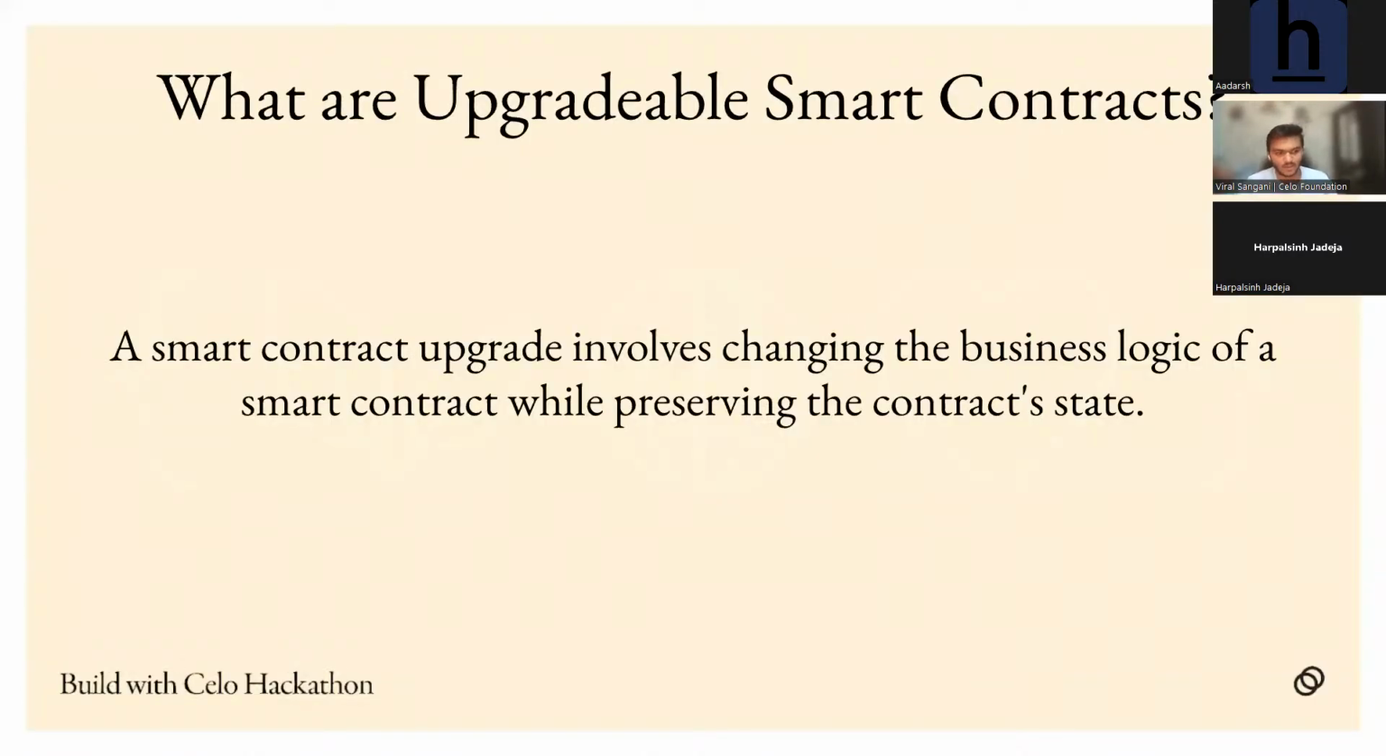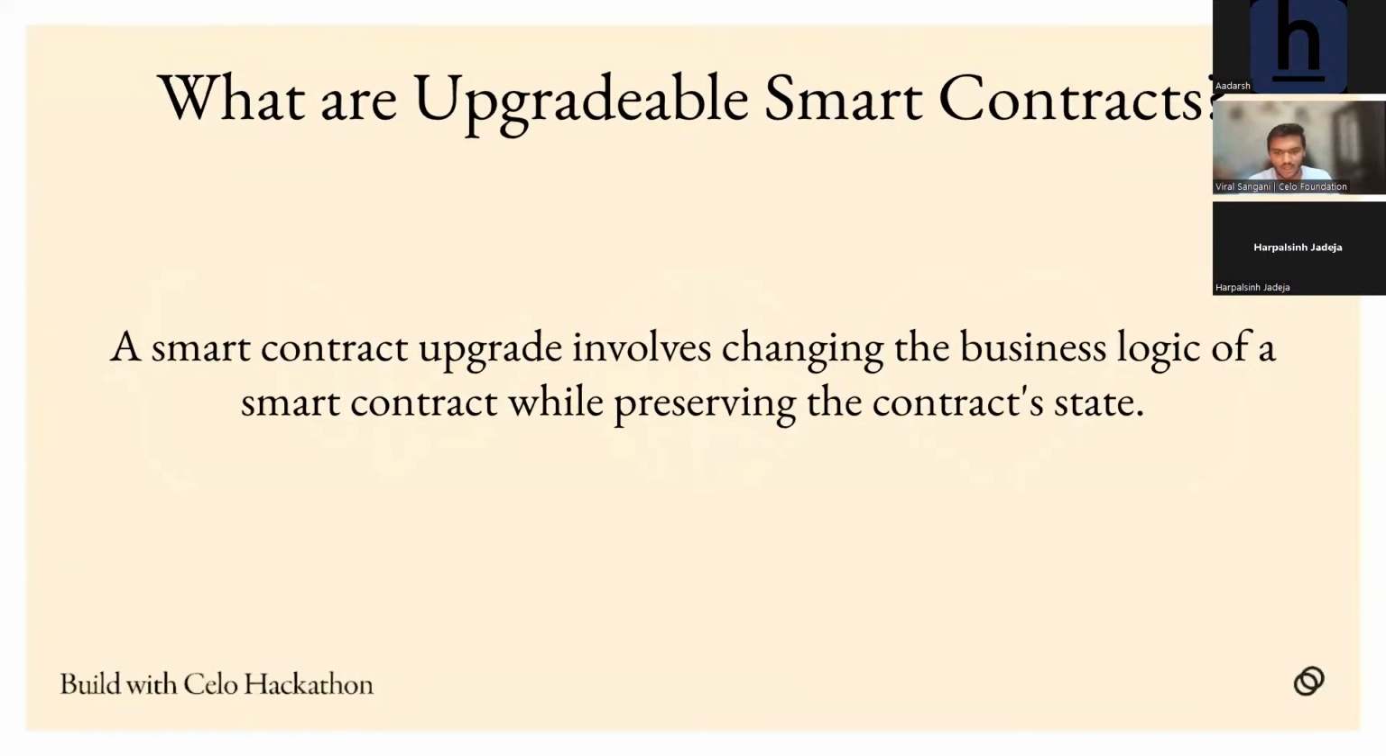So what are upgradable smart contracts? An upgradable smart contract involves changing the business logic of a smart contract while preserving the contract's state. This is a definition taken from Wikipedia, and I know this can be confusing, but in simple terms, upgradable contracts are contracts which, once deployed, can be upgraded with some limitations, to make them more secure. Like what if, let's say, the EVM has a new bug and we want to fix it ASAP, because most of the time smart contracts hold people's money. So we cannot take a risk. We'll have to upgrade the smart contracts.